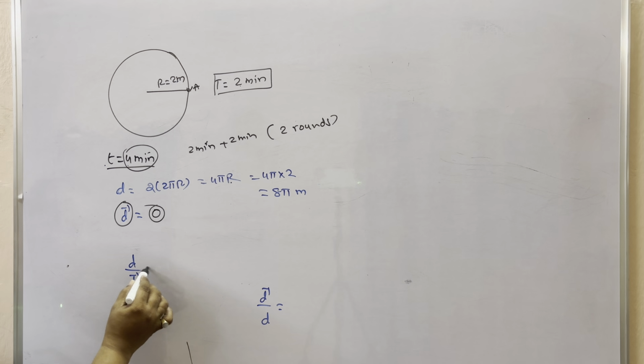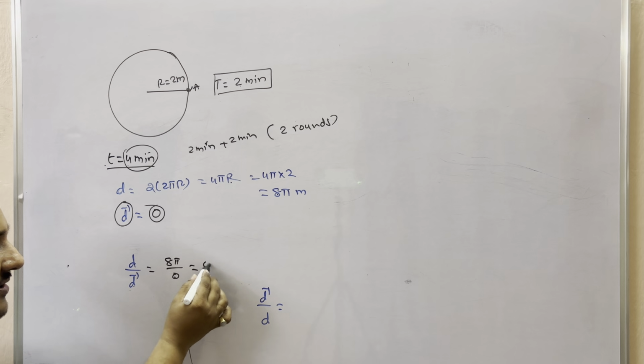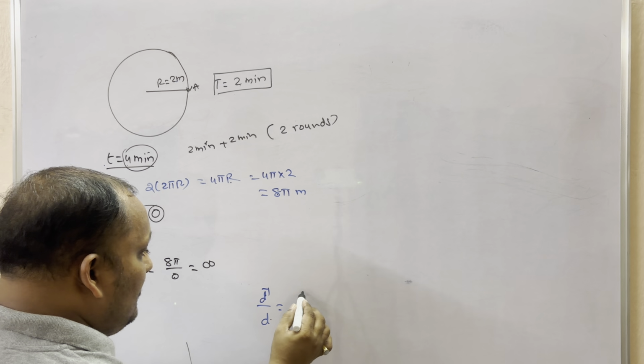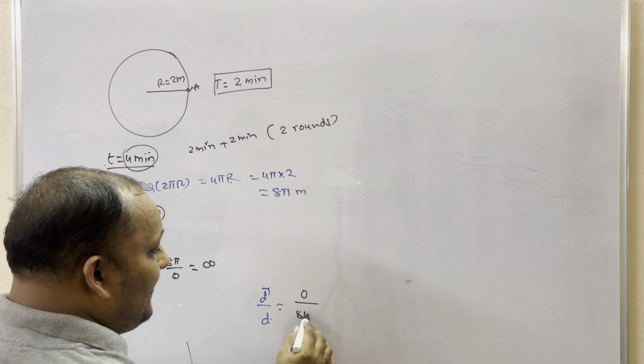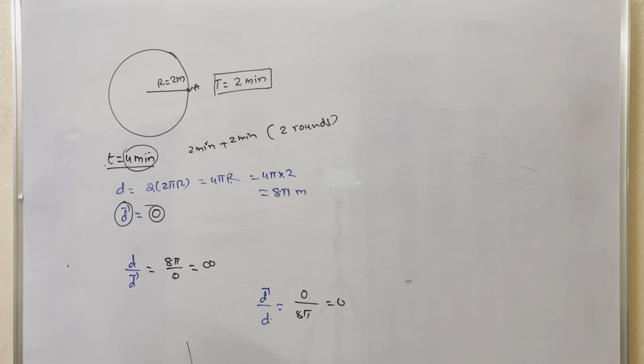Now distance by displacement. What is distance? 8 pi by 0. Anything by 0 is infinity. Displacement by distance: 0 by 8 pi. 0 by anything is 0. So like this they are going to ask.